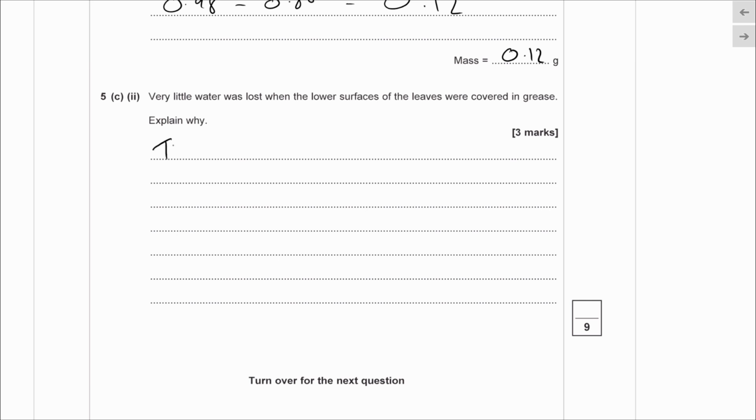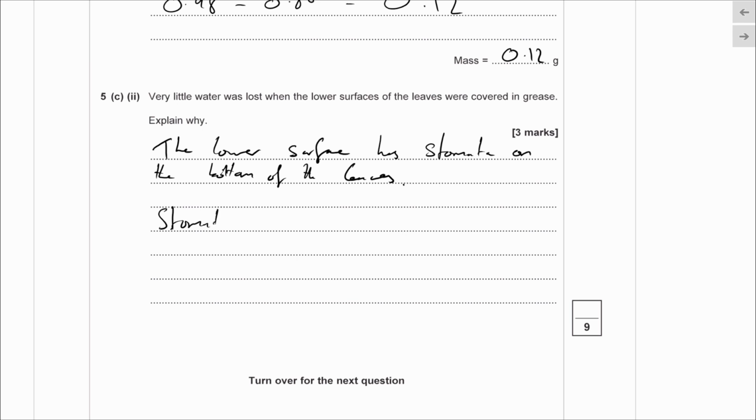So that's what I'm going to write first. The lower surface has stomata on the bottom of the leaves. All right. Now the stomata are covered in grease in this case, which blocks them up.